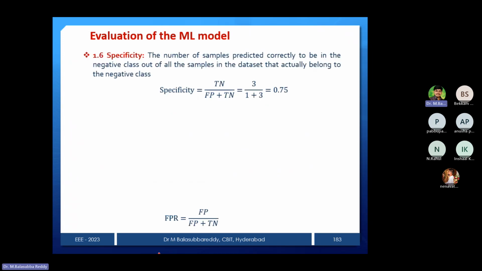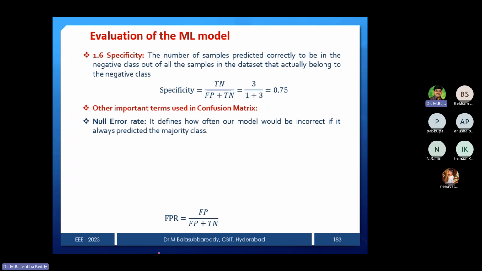Now the other one is specificity. Specificity is the number of samples predicted correctly as the negative class, out of all the negative samples. So these are the parameters you must remember. And another important term used in the confusion matrix: null error rate.